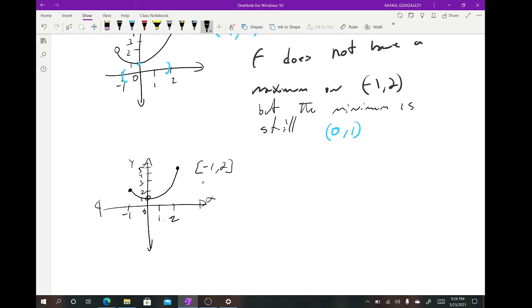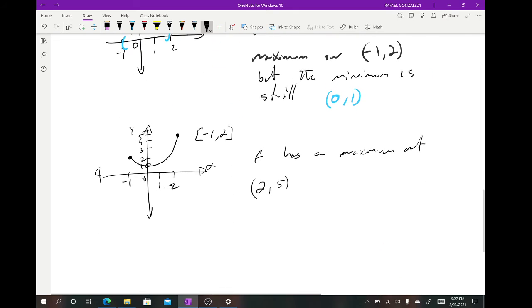It's a closed interval. But notice that here x is not equal to 0. So here f has a maximum at the point (2, 5). Yeah, the point (2, 5). However, f does not have a minimum.